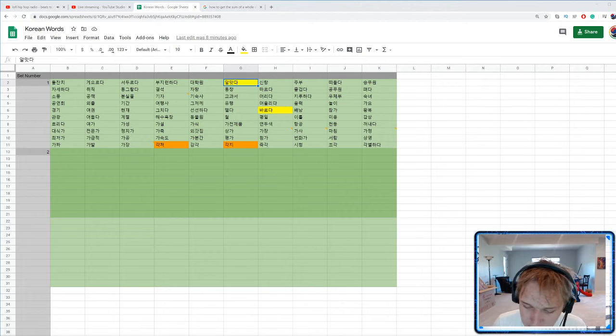Flight. Airline. 항공. Alumni. 동창. Season. 철. But this one's not 철. This one's 계절. A backpack. 배낭. To apply. 바르다. Assort. By the way, I'm not looking at the screen to see what my Korean words could be. I'm just looking at this.